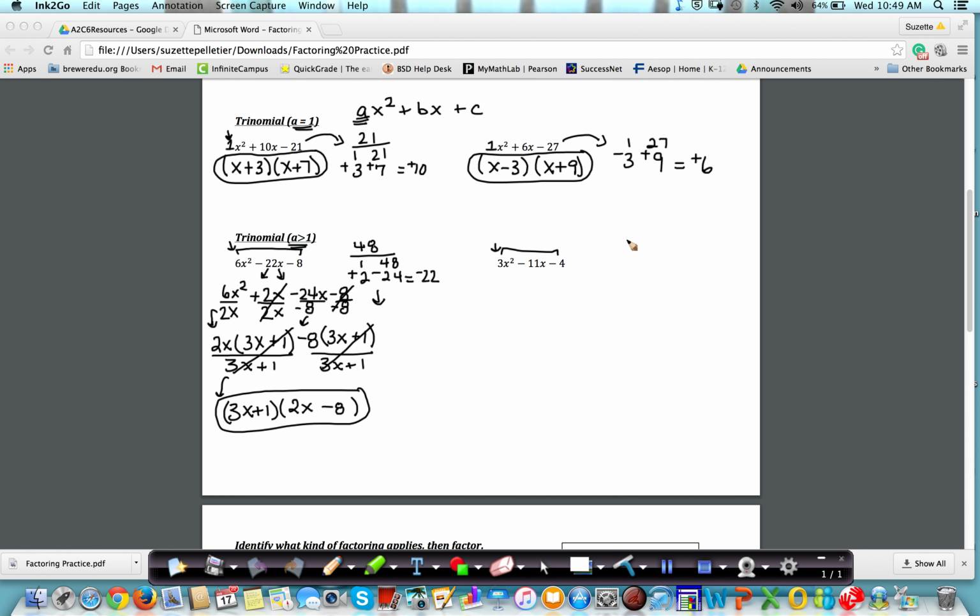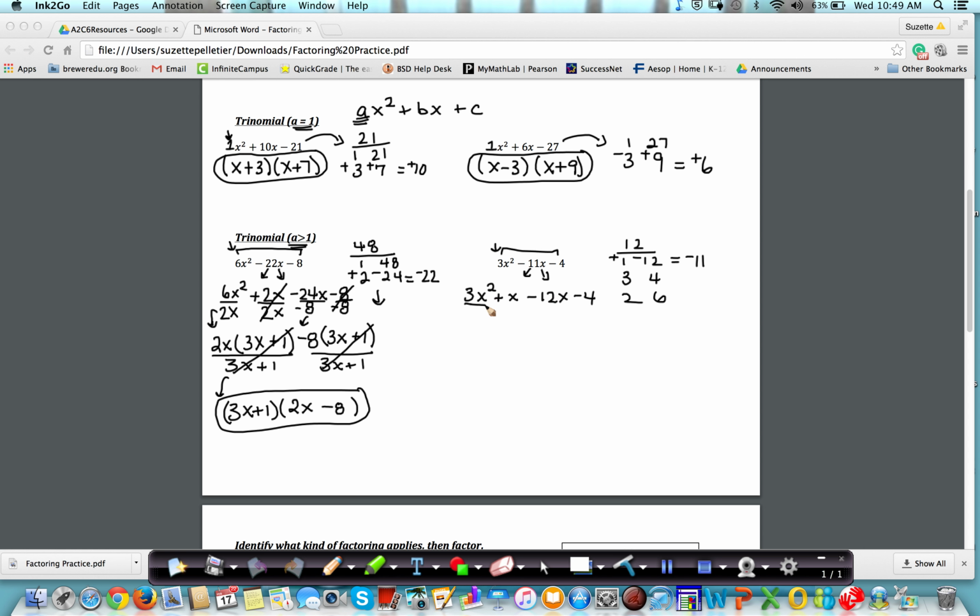3 times 4 gives me 12. Factors of 12. 1, 12. I don't even need to keep going. 3 times 4, 2 and 6, because negative 12 plus 1 is how I'm going to get negative 11. Again, I'm going to replace that middle term, just like we did over here. 3x squared plus x minus 12x minus 4.